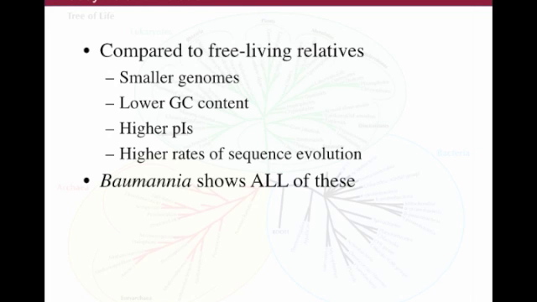And when people have studied, in particular, the bacterial endosymbionts, they found if you compare those endosymbionts to free-living organisms, so close relatives that don't live inside the cells of another organism, the endosymbionts have a smaller genome than their free-living relative. They have a lower fraction of G's and C's in the DNA, lower GC content than their free-living relatives. PI is a measure of the acidity, basically, of protein content. They have a higher PI, and they have higher rates of evolution.